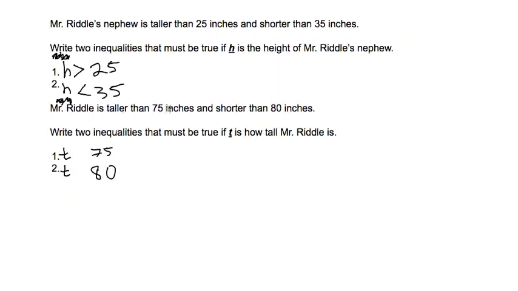So if they're taller than 75, we know that 76 is taller than 75 and 76 is greater than 75. Mr. Riddle is shorter than 80 inches. We know that 79 inches is shorter than 80 inches and 79 is less than 80. So our answers here for our inequality should be t is greater than 75 and t is less than 80.